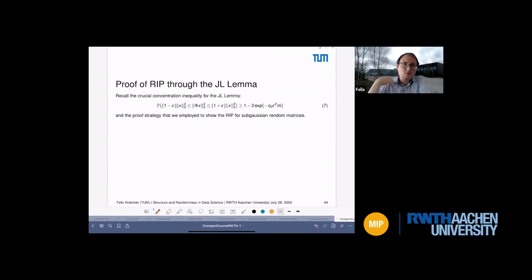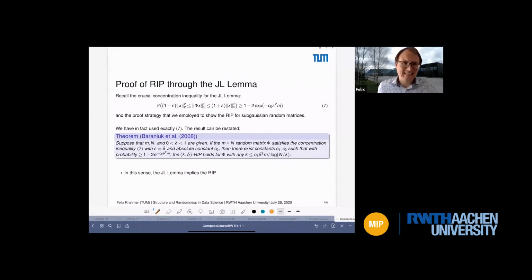So before we go and discuss how to do Johnson-Lindenstrauss embeddings, I'm going to try to convince you that we have already done it. Because let's see what's the crucial concentration inequality that we have here. This is how it looks like. We have the norm of phi x between 1 minus epsilon times the x 2 norm squared and 1 plus epsilon times the x 2 norm squared. And then recall how we proved the restricted isometry property for sub-Gaussian random matrices in the first place. Then you notice that's exactly the same. So we have used exactly a concentration property of the form 7 in order to prove the restricted isometry property.